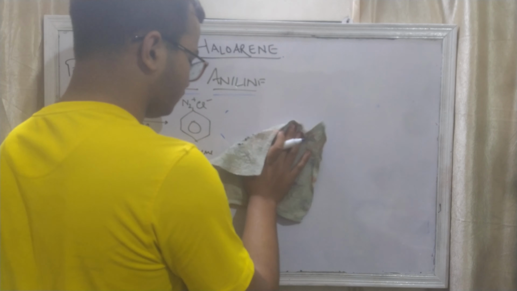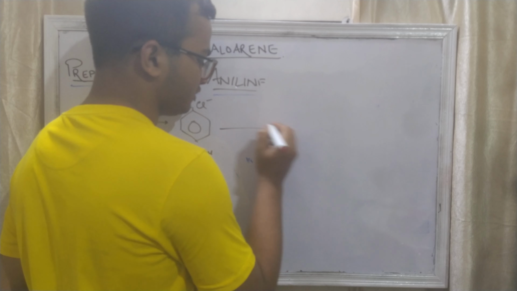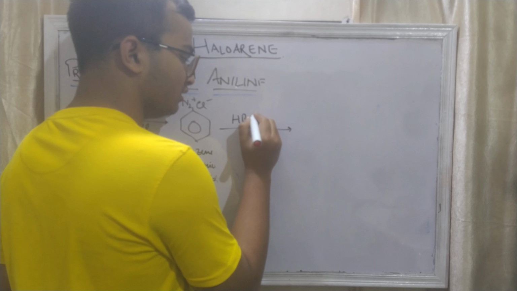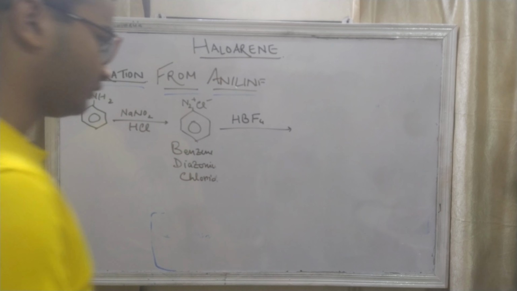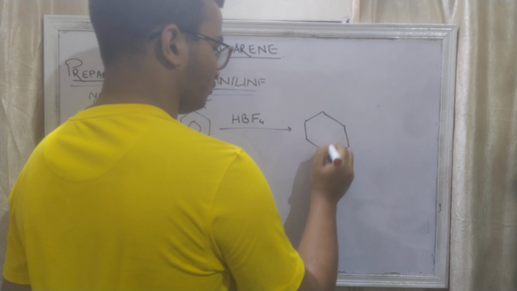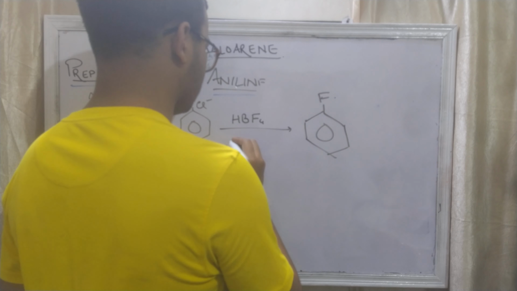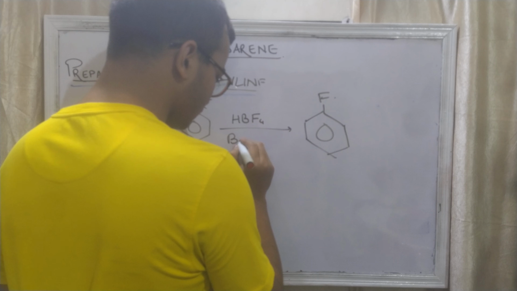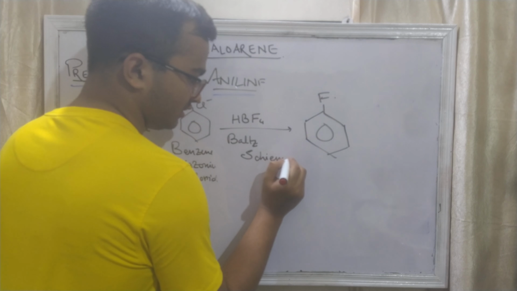So for the preparation of fluorine, you have to take the HBF4. So let's take from here, you have to treat it with HBF4, hydrogen fluoroborate. So when you treat it with HBF4, you get fluorobenzene. Now this reaction is called Balz-Schiemann reaction.